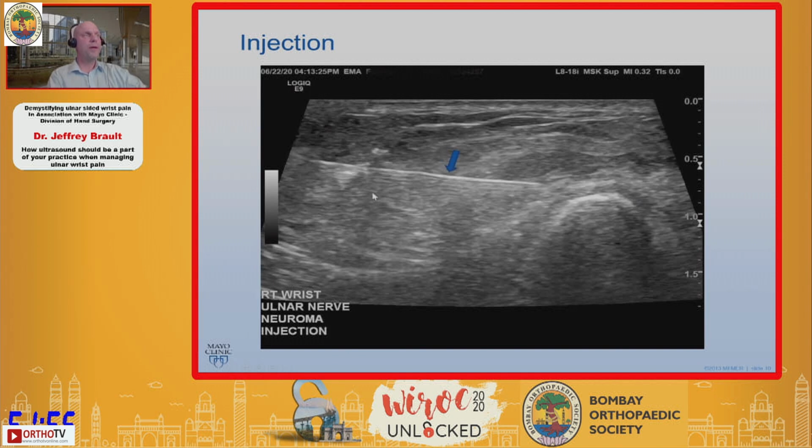Here we have the hyperechoic needle coming in, and what we're injecting here is a superficial ulnar branch neuroma. So you can see that we're staying quite a ways away from the nerve. We're not infiltrating the nerve. It helps us identify the subsheath around the nerve and infiltrate only that.